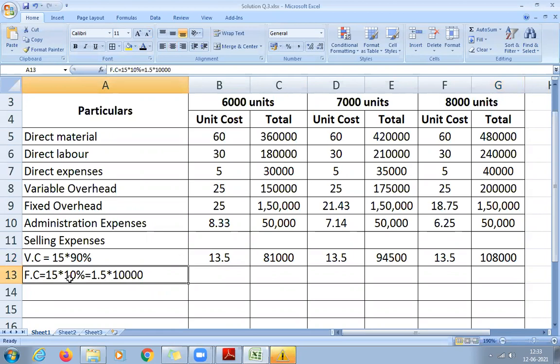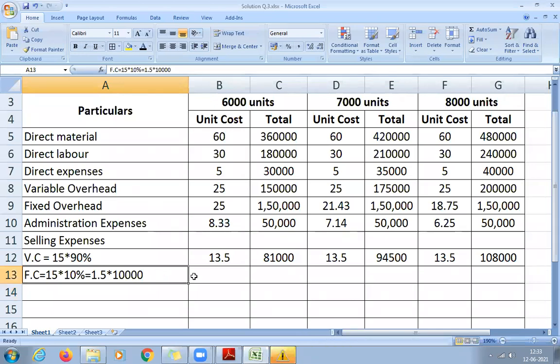Take the per unit cost, whatever we got for 10,000 units. 10% of that is 1.5. So 1.5 into 10,000, if I multiply, what will I get? Will I get total fixed cost or will I get per unit fixed cost? Total fixed cost. Multiply, how much are you getting?